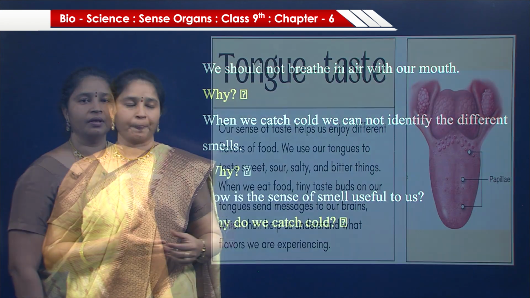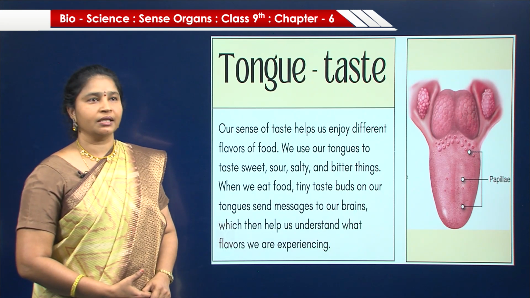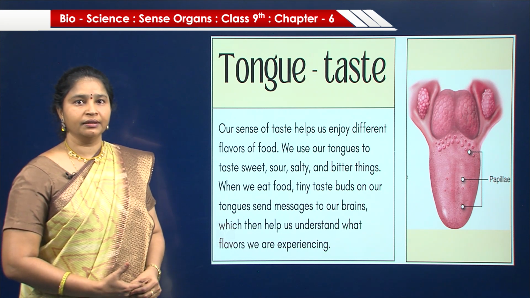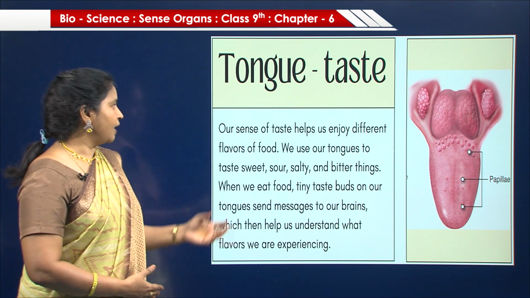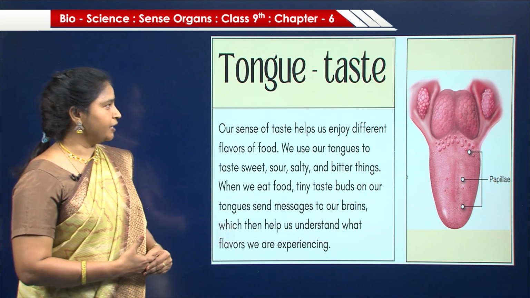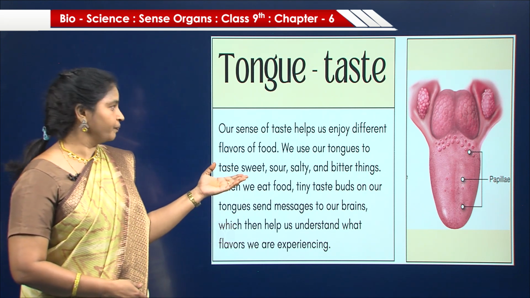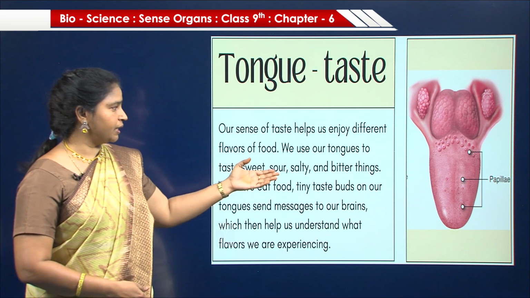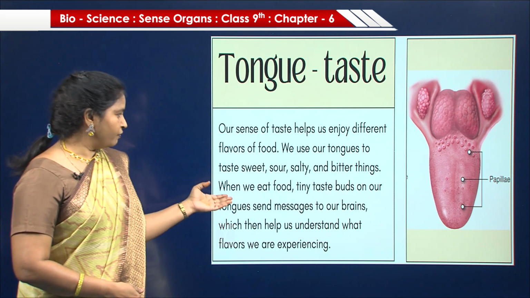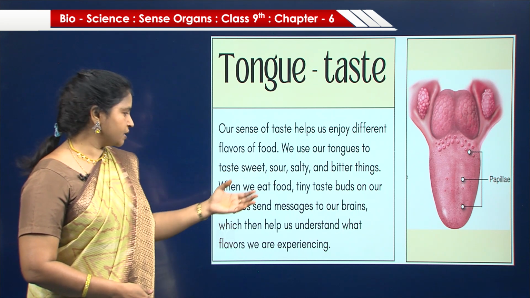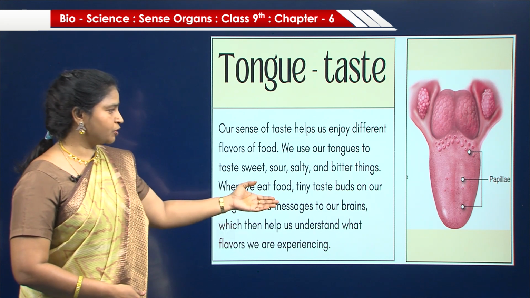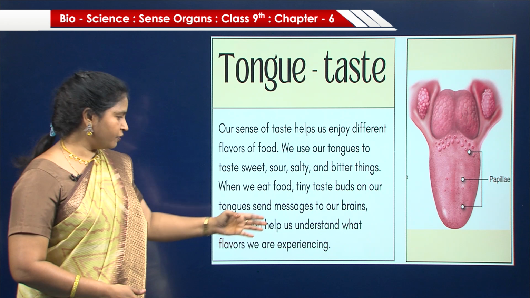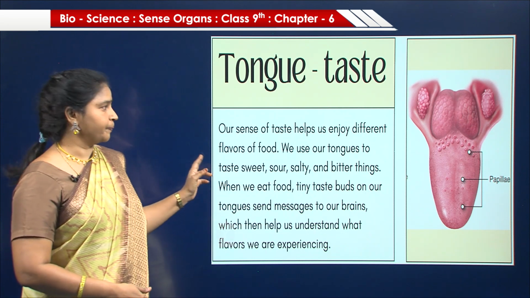Now, let us see another sense organ, that is the tongue. The tongue is useful for tasting things or food items. Our sense of taste helps us enjoy different flavors of food. We use our tongues to taste sweet, sour, salty and bitter things. When we eat food, tiny taste buds on our tongue send messages to our brain, which then helps us understand what flavors we are experiencing.